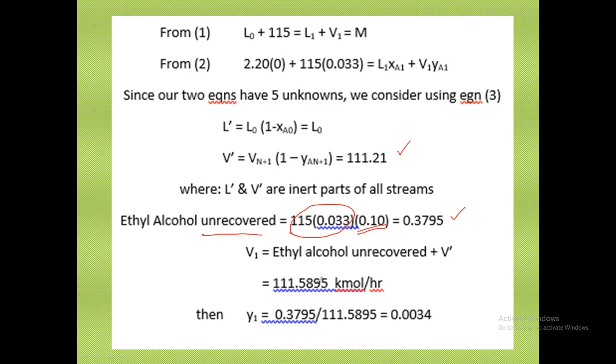Okay? V prime plus ethyl alcohol unrecovered is 111.5895. Then we can get also Y1 based on this unrecovered amount, which is 0.3795 divided by the total V1. And this is your Y1. So in the original equation, so far, you have your Y1 and you have your V1. That's it. And you still have the L1 and the XA1 unknown. The L0 still is also unknown. So you still have 3 undetermined amounts.